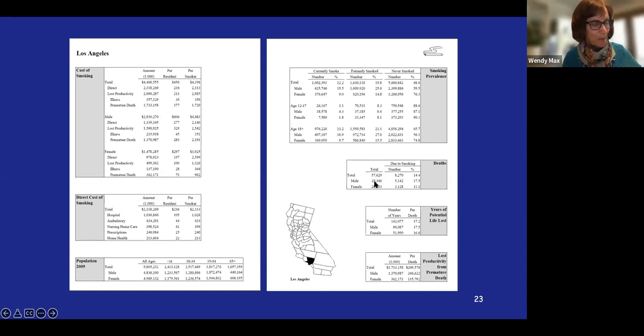Let's see, this is where my screen is partly covered. This is deaths, years of potential life lost, and lost productivity. So this is what the report looks like.